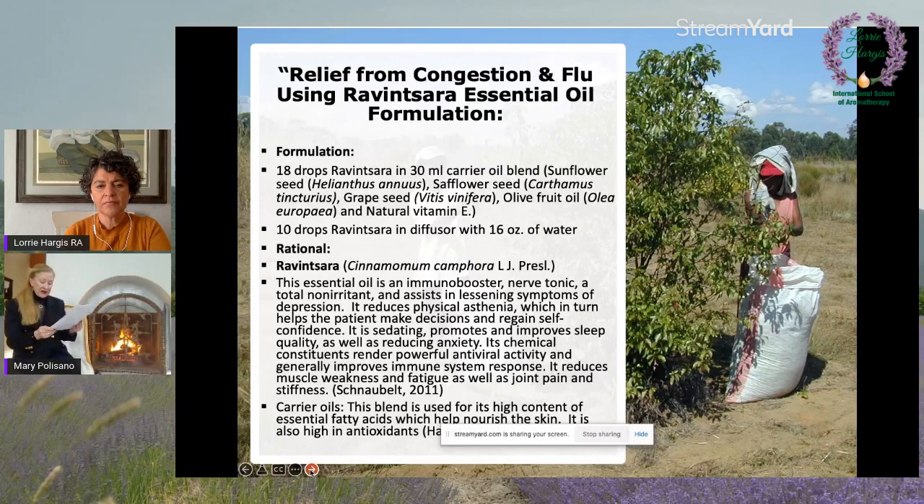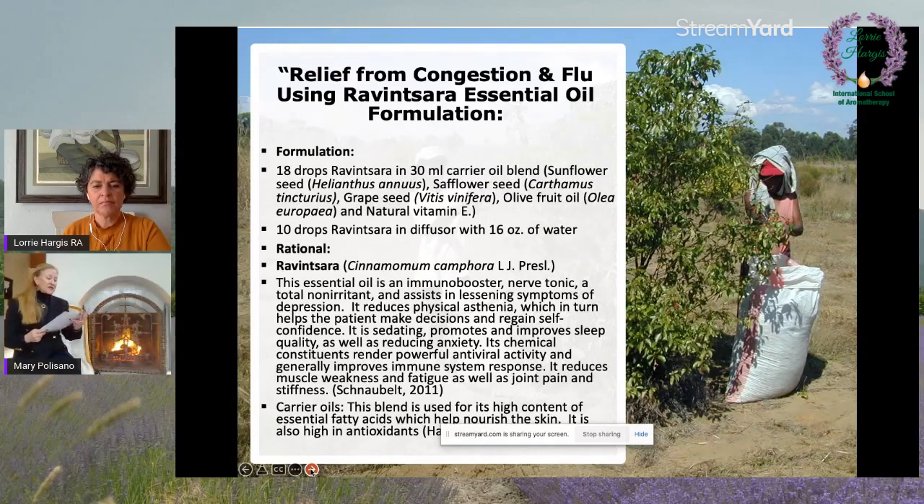It is slightly sedating, and it also helped improve his sleep quality, as I said, and reduces his anxiety. The chemical constituents render powerful antiviral activity and generally improve immune system response, which is exactly what we're referring to in this whole session 1 masterclass. It reduces muscle weakness and fatigue, as well as joint pain and stiffness. When people feel sick, they just say they feel achy. Well, the achy is their muscles hurt, maybe their joints hurt. Even if it's a healthy young person, they start to feel it in many of the systems in the body. So they just feel generally weak.